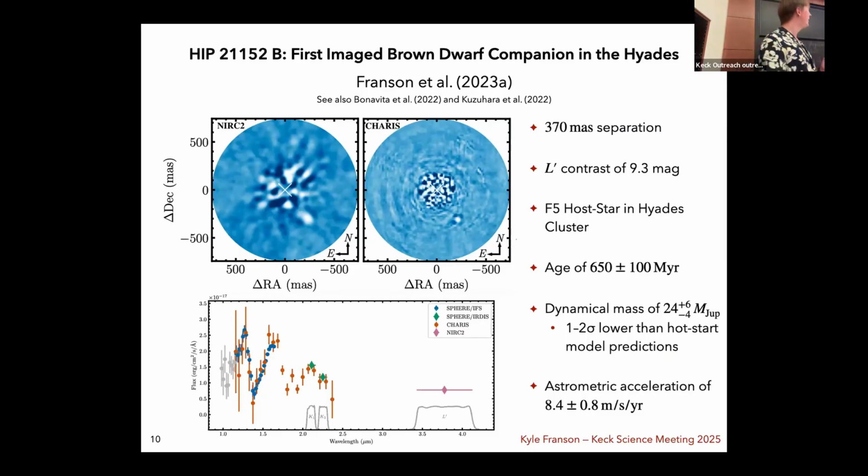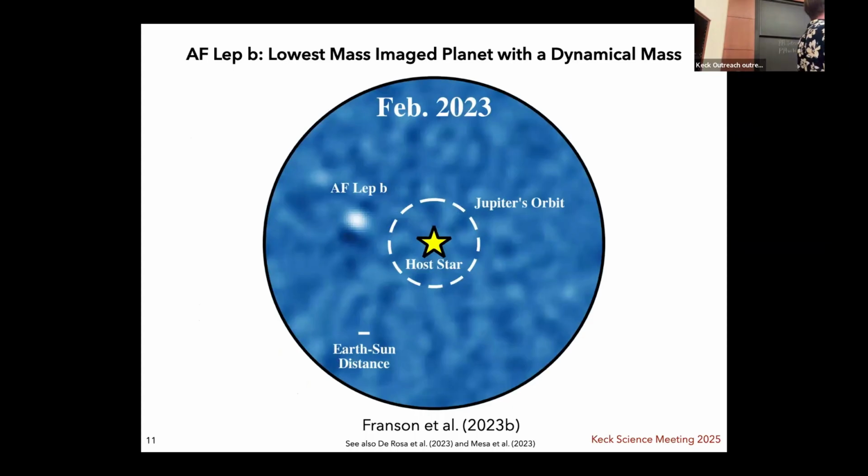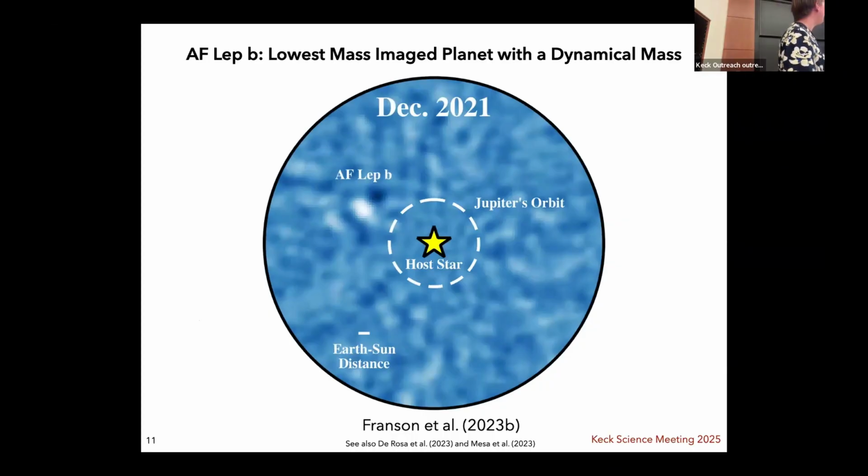So I'm going to spend the next few slides talking about the second discovery from this program, which is AF Lep b. AF Lep b is a directly imaged exoplanet that we discovered through our program that's the lowest mass imaged planet with a dynamical mass measurement. We first imaged the star with NIRC2 and Keck in December of 2021. These observations used the vortex coronagraph, by the way. And then we followed it up about a year later. And you can see the amount that the companion's orbit tracked out over that intervening timescale.